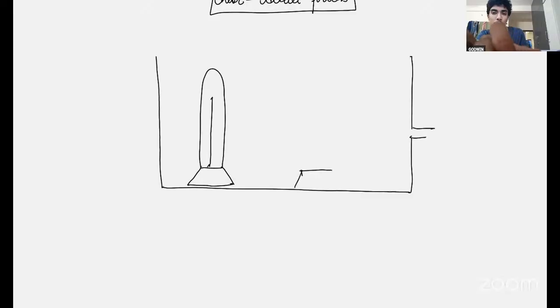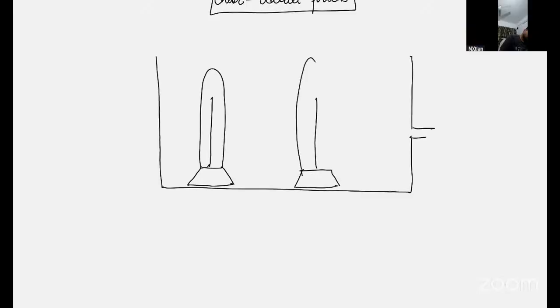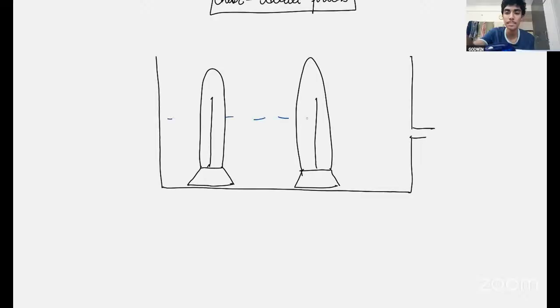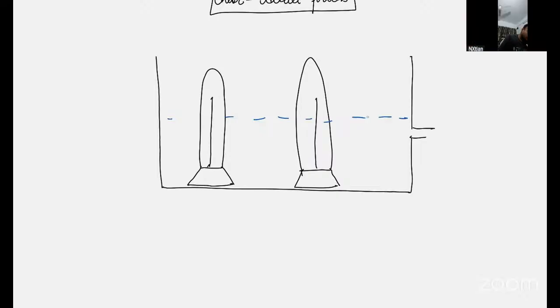Sir, will you draw the diagram? Sir, should we draw the diagram? Yeah, just now draw it with me, but when I'm explaining, then don't draw it. After my explanation, then draw it.